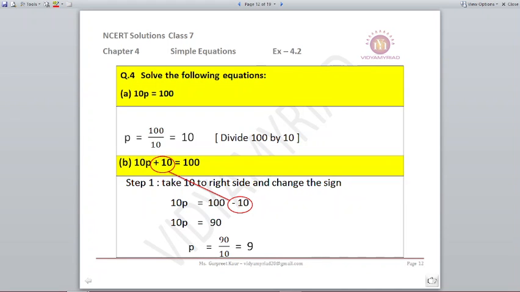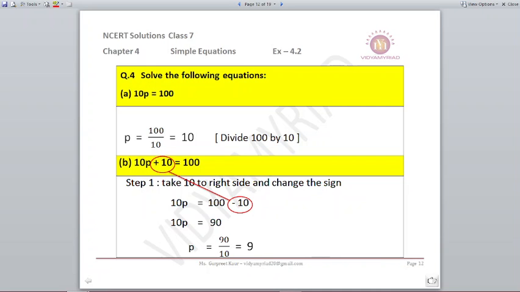Next, solve the following equations. Now we will solve it directly. How we will do it? It is written 10p is equal to 100. So I have to remove 10. What I can do is I can simply use my right hand side 100 upon 10. That 10 which was there with the p will go to the other side and we will divide it. So p is equal to 100 upon 10, which is equal to 10.